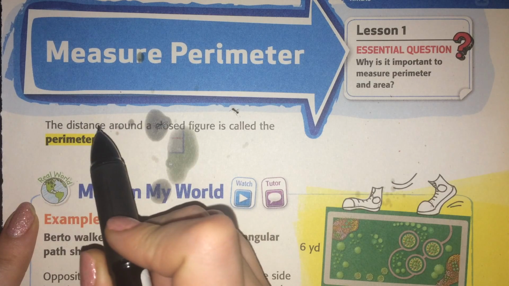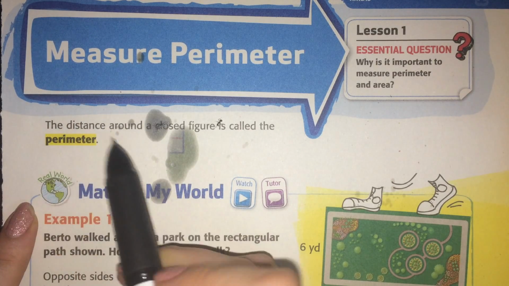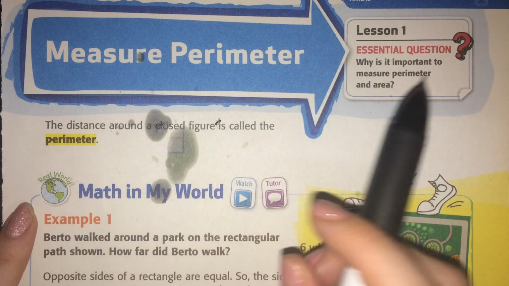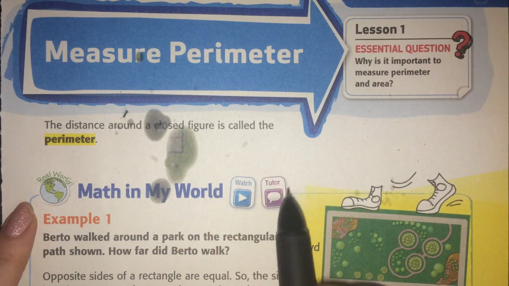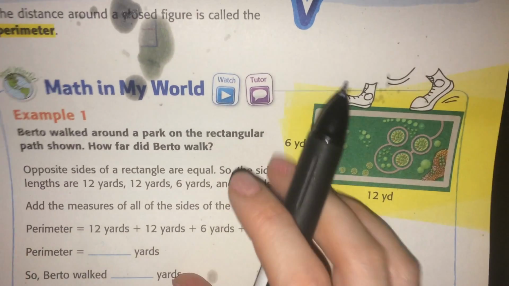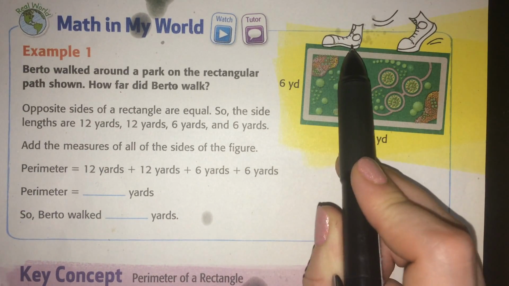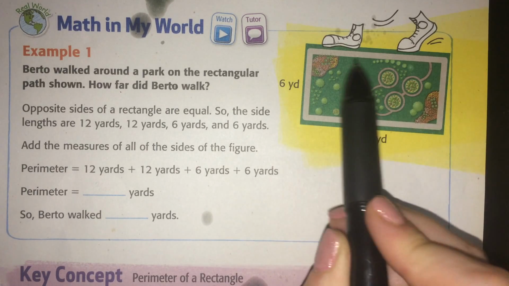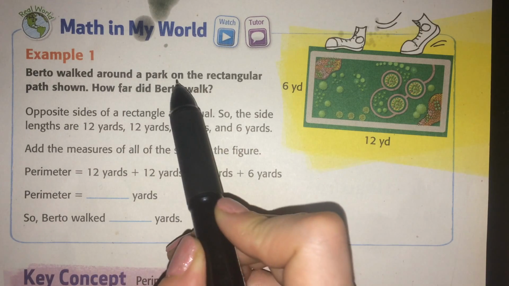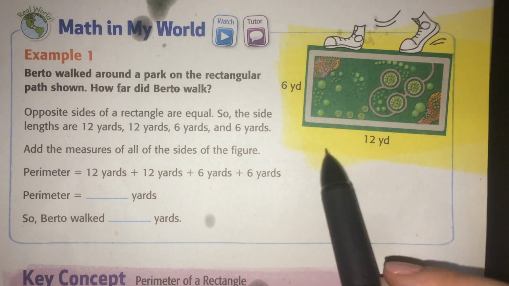So this lesson is going to introduce perimeter. It says the distance around a closed figure is called the perimeter. So this is the outside. Imagine walking around, and they have little shoes there to show you could almost walk around a park. Berto walked around a park on the rectangular path shown. How far did Berto walk?